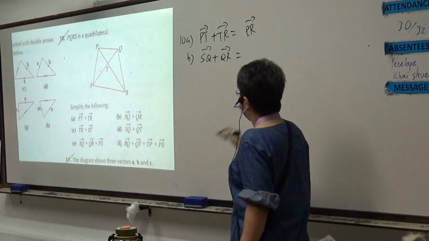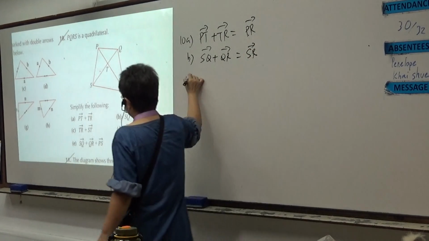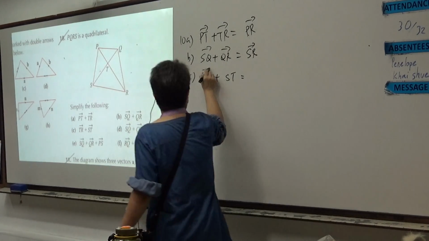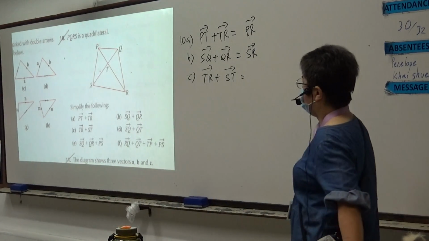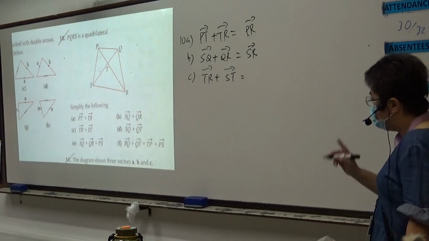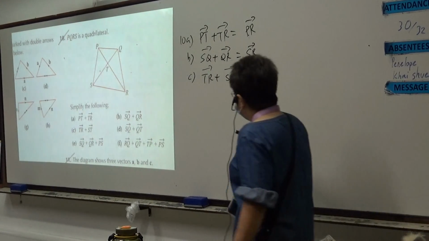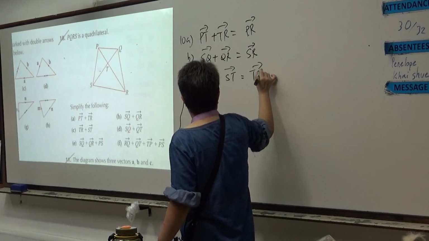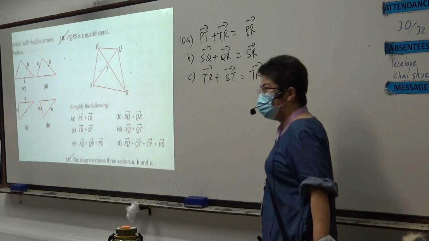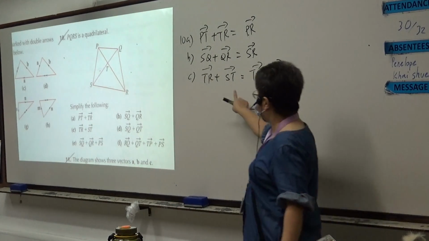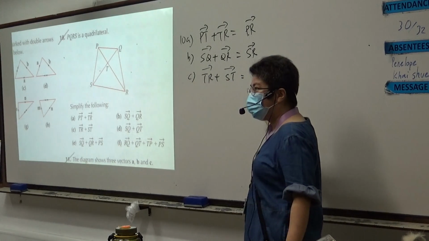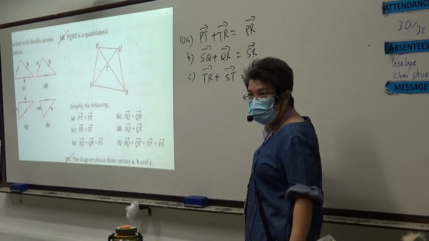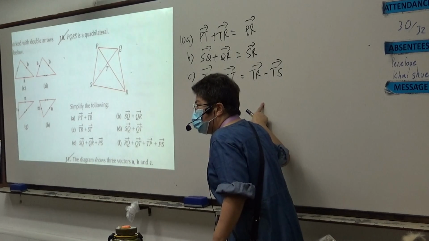What is it? SR. This one I need to teach you, okay? Can you see? Once you see, it looks very frightening. Do you agree that this is actually TR minus TS? Once I put minus, I must flip, right? Do you agree? Yes or no? Yes or no?